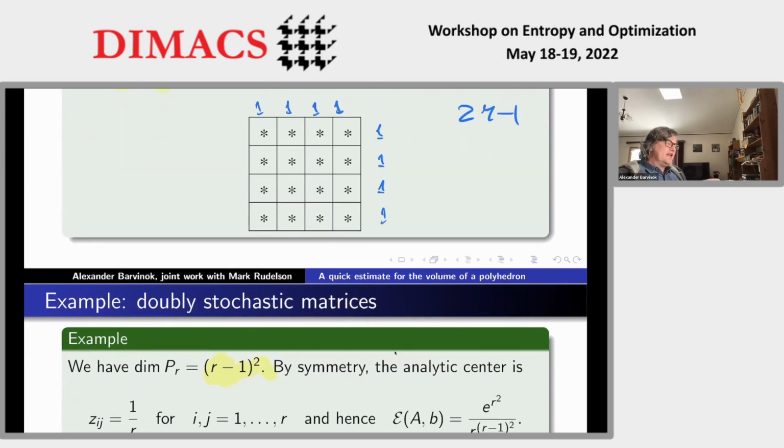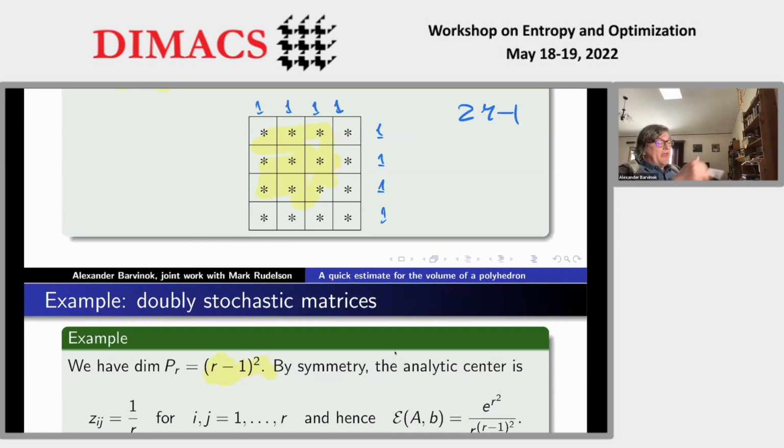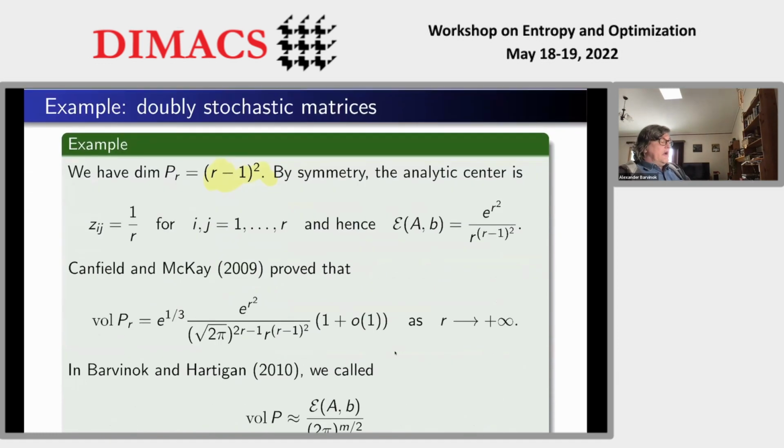Well, that's pretty clear. You can sort of prescribe almost whatever you want here, and then you'll compute uniquely the things here and there, right? So the nice thing about it is that by symmetry, the analytic center is pretty clear. It will have 1 over R everywhere, right? And therefore, we don't even have to do anything. So we get this formula.